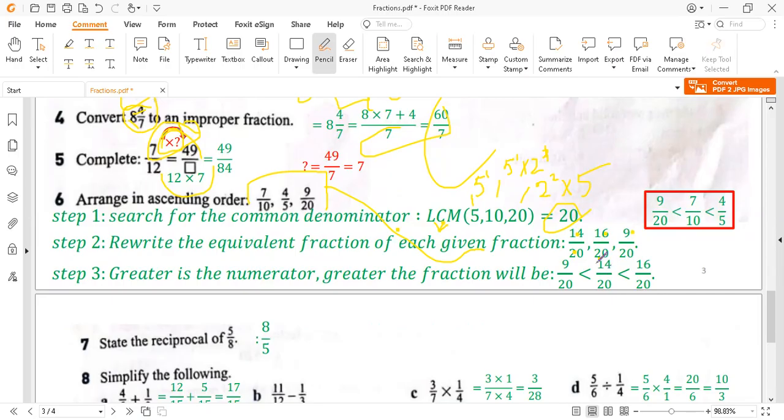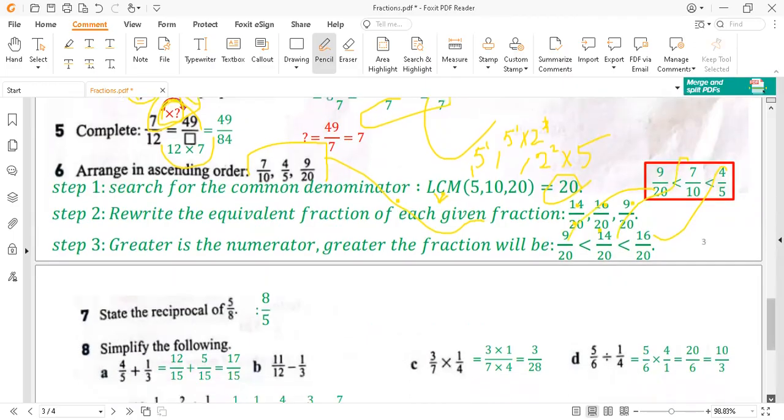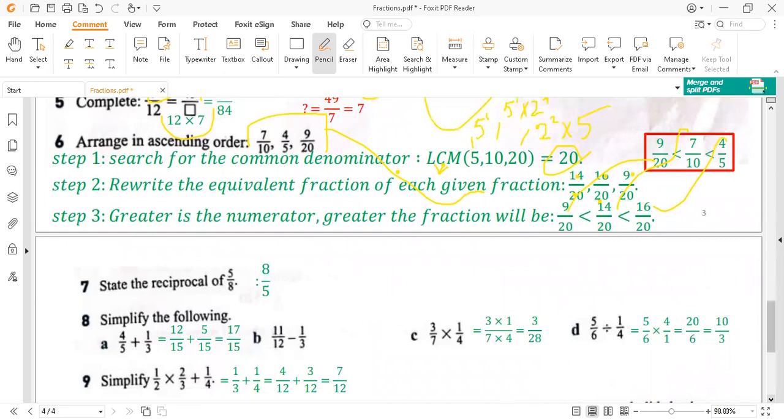Then, based on the numerator, the greatest fraction is the one with the greatest numerator. So normally 16 over 20 is the greatest, then 14 over 20, which is greater than 9 over 20, and so on. Easily we can say 16 over 20 is 4 over 5, 14 over 20 is 7 over 10, and 9 over 20 is 9 over 20. In this way we can arrange any list of fractions.